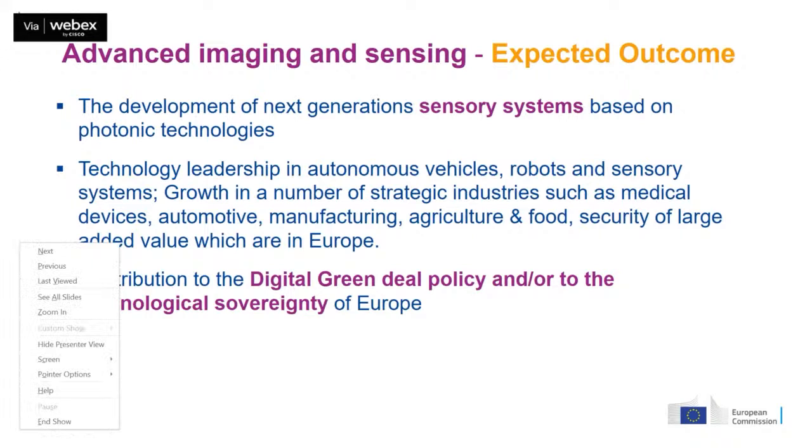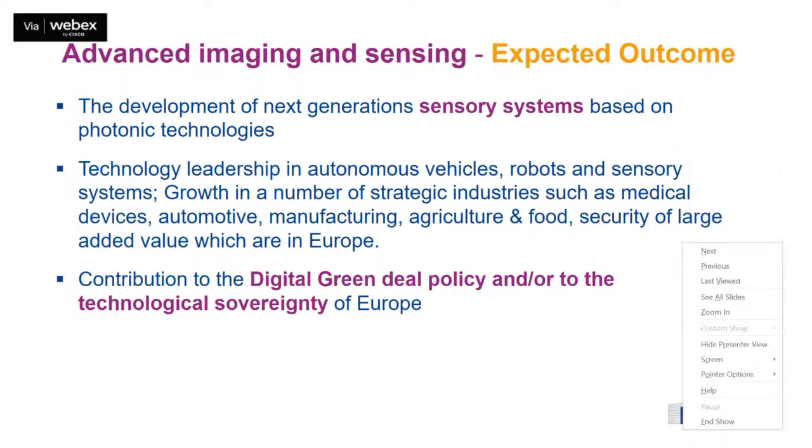The next slide is showing the expected outcome at three levels. The first one is, of course, on the technology level, where we expect that the project will contribute to the next generation of sensory systems based on photonic technologies. In terms of the application sectors, we're looking for improving the leadership in a number of sectors, such as automotive, robots, and sensory systems, but also to grow in a number of sectors which we find strategic, such as medical devices, again automotive, agriculture, food, security. And finally, at the policy level, the expected outcome is the contribution to the digital Green Deal policy and or to the technology sovereignty of Europe. So those are the expected outcomes.